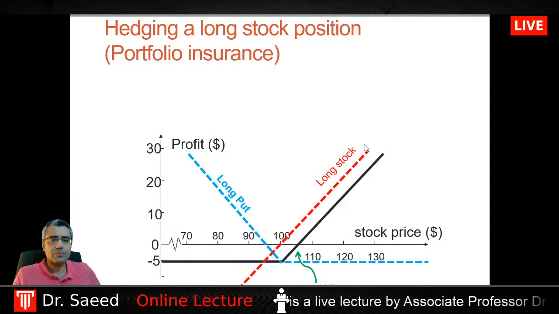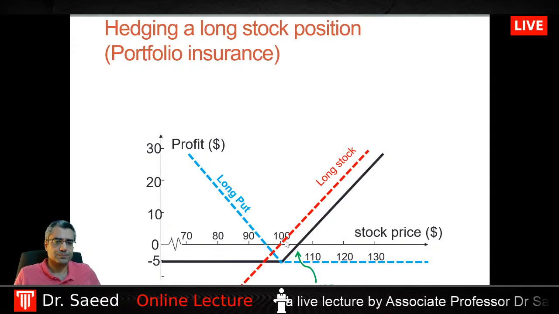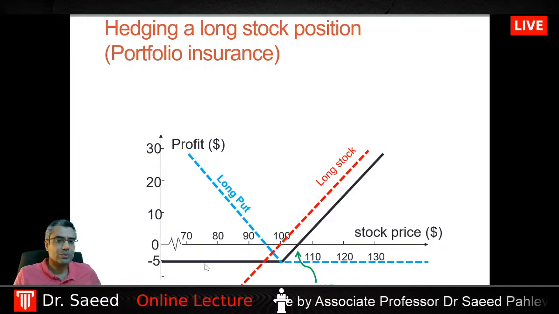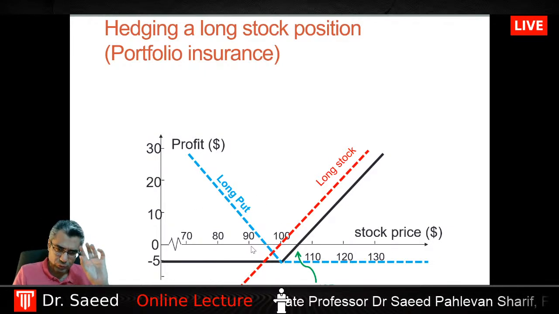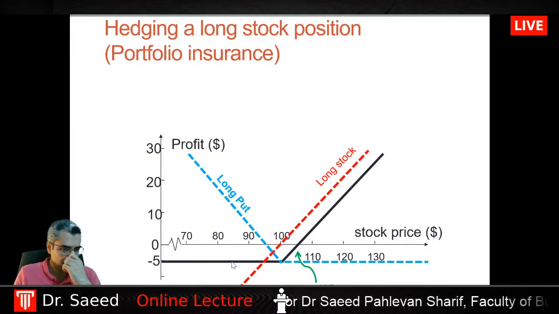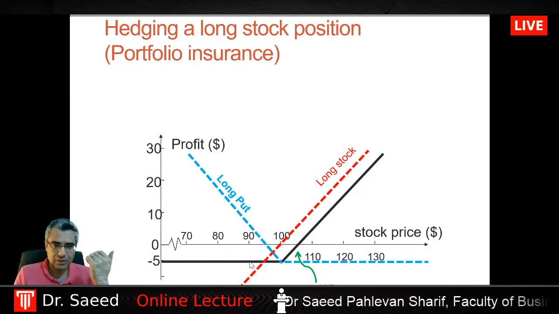You see, this is long stock, the red one. And if you long put, the blue one, this blue plus the red line will give you the black one. So this black one is the outcome of taking these two positions. If you think about it, in this part these two are moving against each other, so it will give you a straight line like this, a line which is flat at $5 loss.